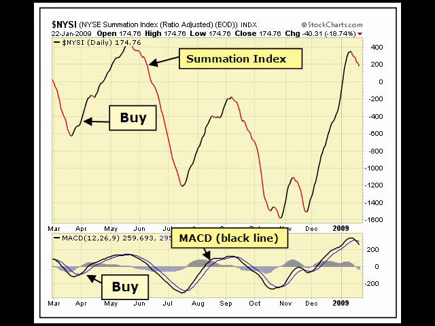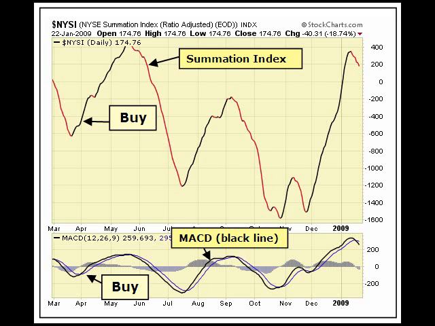Once the summation index buy signal is generated, then you want to start looking at purchasing stocks and call options on stocks that are also in a price uptrend as indicated by one or more of the three trend following systems, the MACD, intermediate term, and major trend systems.